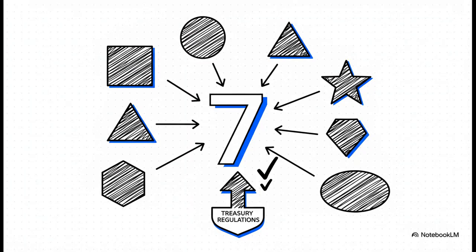So how do you prove it? Well, the Treasury Regulations, specifically in Section 1.469-5T, actually give us 7 distinct objective tests to work with. And the best part for taxpayers is you only have to meet one of them. Just one is enough to classify the activity as non-passive for the year.